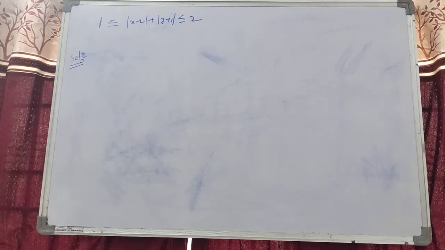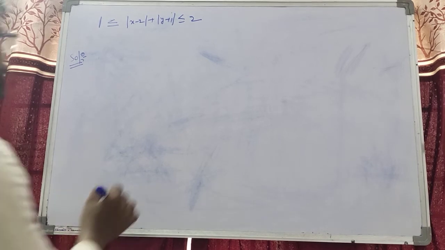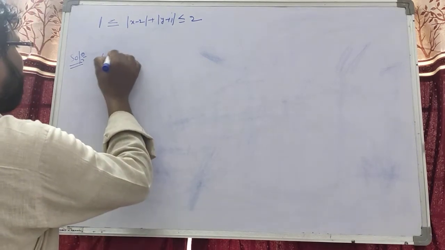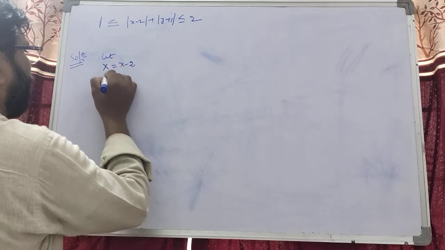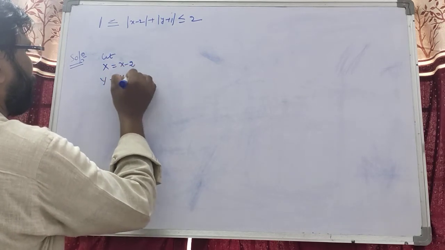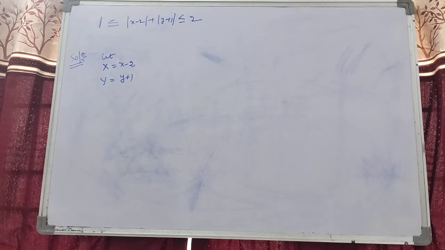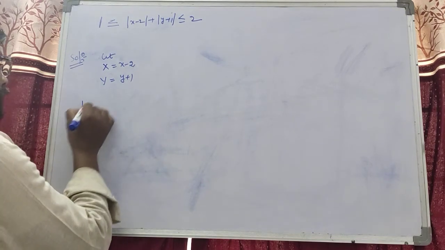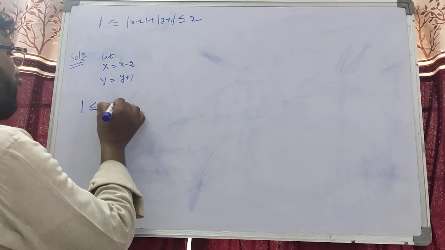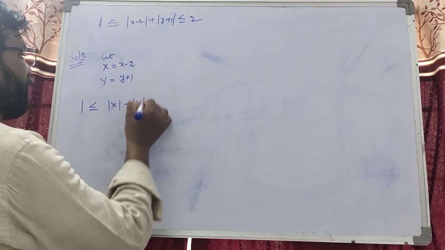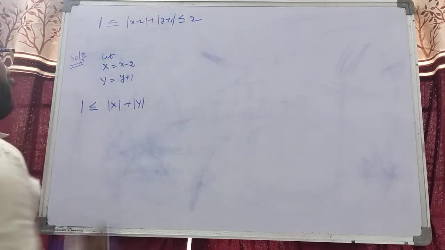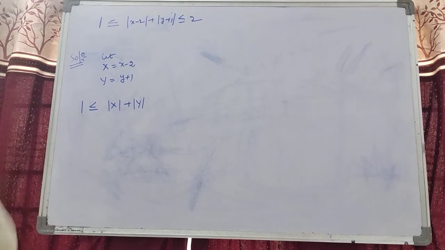Okay, dear students, we can let capital X equal x minus 2 and capital Y equal y plus 1. Therefore, the graph here is 1 less than or equal to mod x. So here the origin is transformed to the point (2, -1).